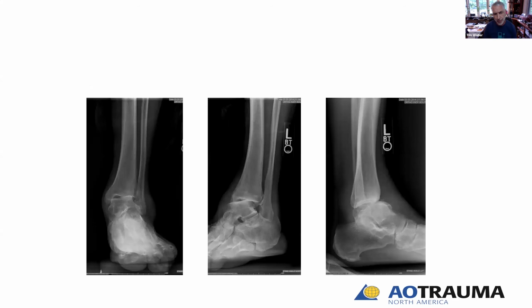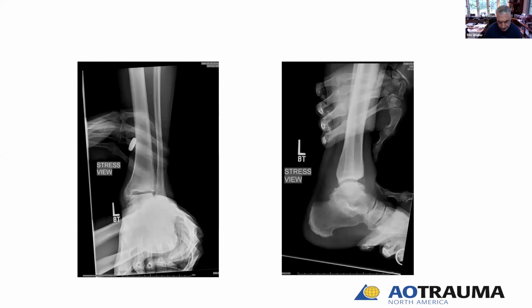his ankle now. His weight-bearing films in the office are these here, and you see the talus subluxing out front of his ankle mortise. In the office that day, I did some stress views and was able to reduce his talus back into the mortise, but obviously not stable.